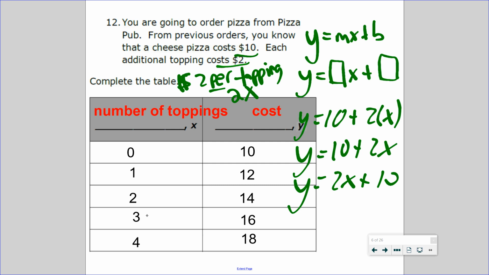What happens if I pay for 3 toppings? I have $10 for the pizza plus 3 toppings, each topping costs $2, so that's $16. And last but not least, if I have 4 toppings, $10 for the cheese pizza, plus 4 toppings, and each topping costs $2, that's $18.